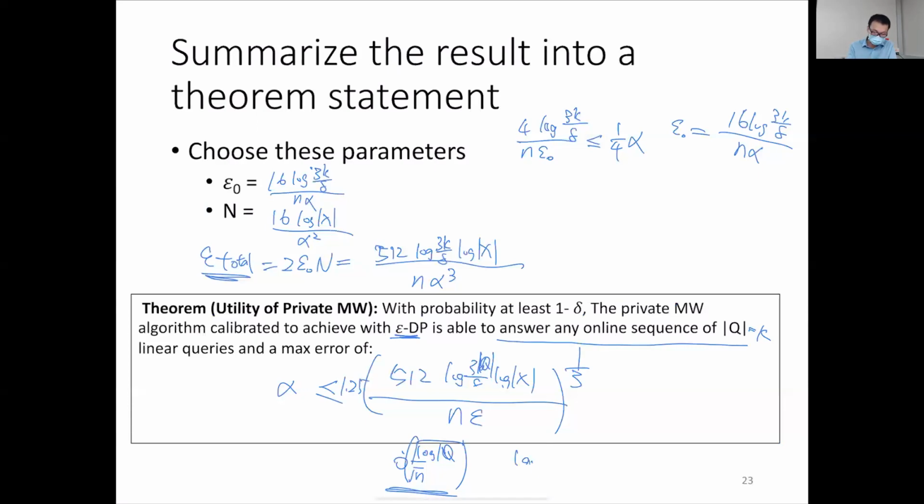And comparing to the Laplace mechanism, the two ways of applying the Laplace mechanism: one is Q over n epsilon times log of Q over delta, and another way of applying the Laplace mechanism gives us n epsilon but square root of |X| and log Q over delta. Comparing to both of them, this algorithm has weaker dependence on n. It goes to 0 slower, but the dependence on the number of queries is exponentially better, or the dependence on the size of the data space is exponentially better.